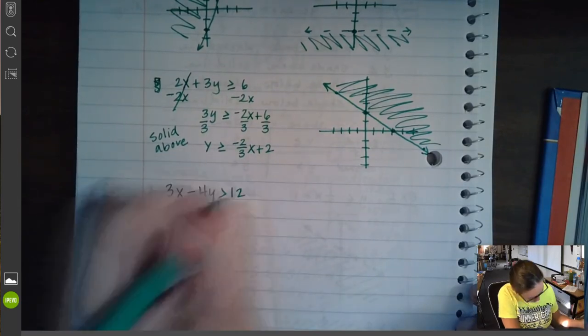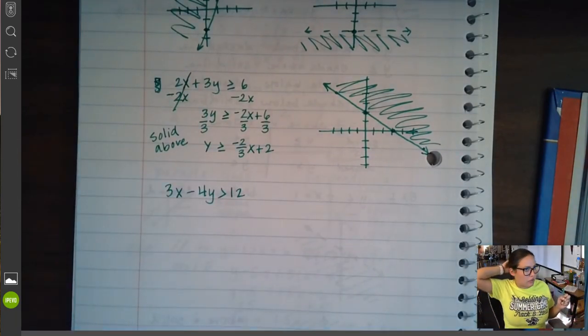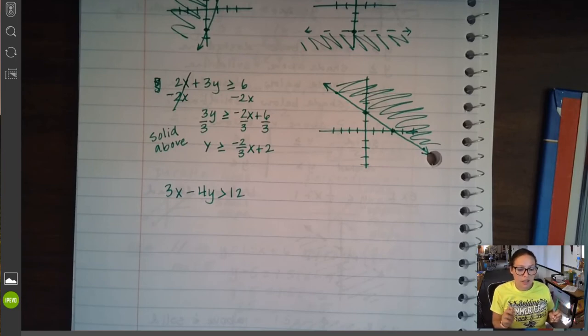Write this one down for me. 3x minus 4y is greater than 12. I would like you to try this one on your own, and before you pause the video, make sure you're paying close attention when you're solving for y. That's my hint to you. So pause the video, give this one a try on your own.